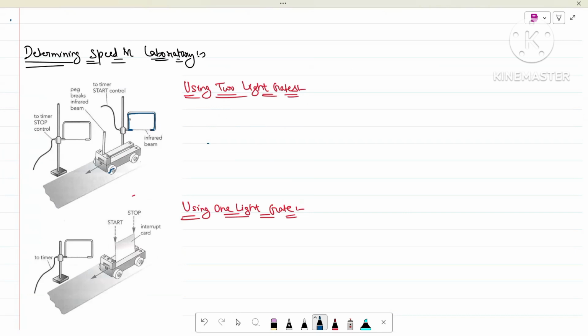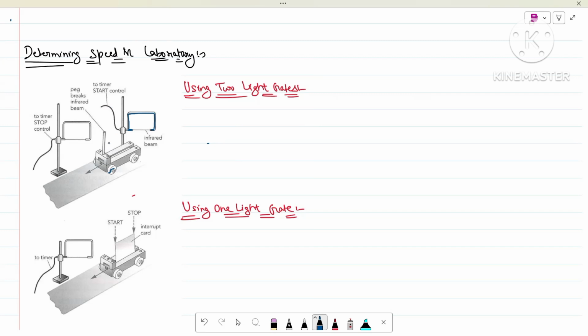These light gates are connected to computers, and we have a timer connected as well. The programming is done so that whenever there is an interruption in the signal, the timers are switched on and off.